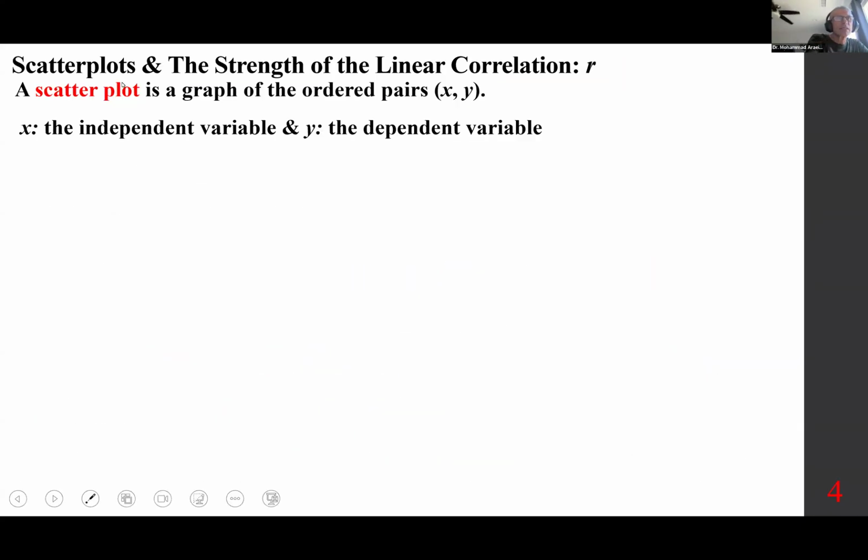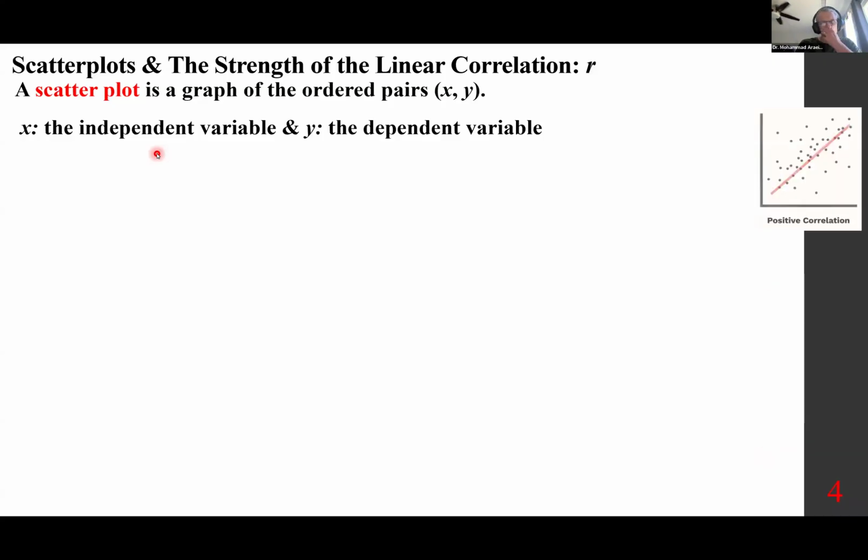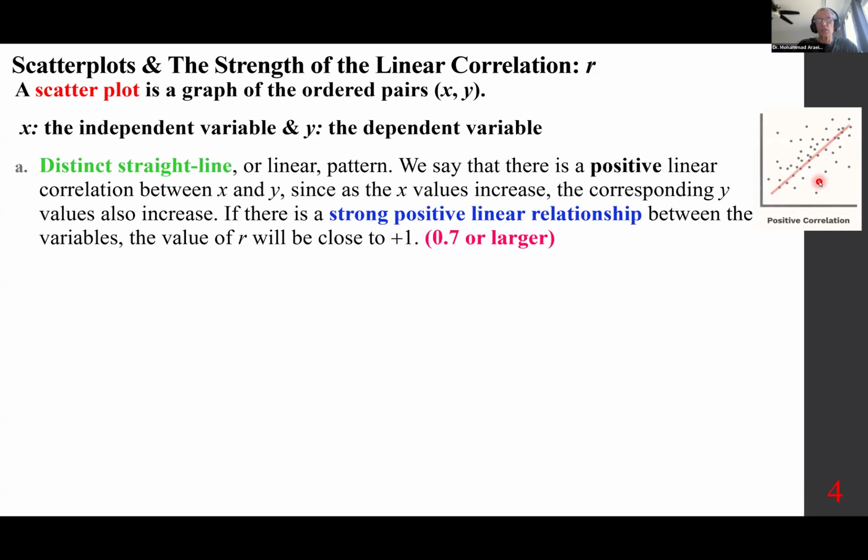Number one, scatter plot and the strength of linear correlation R. A scatter plot is a graph of the ordered pairs x, comma, y. So you have a bunch of pairs, and you put them into a grid. X is the independent variable, y is the dependent variable. So when you do that, it may look like this. And what we are looking at is the following: distinct straight line or linear pattern.